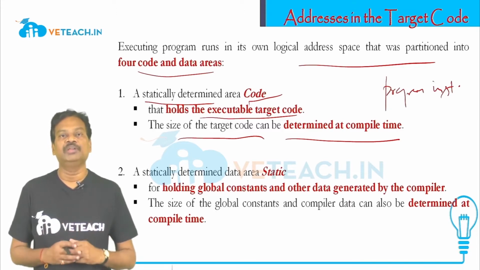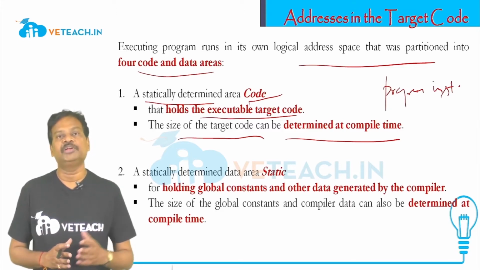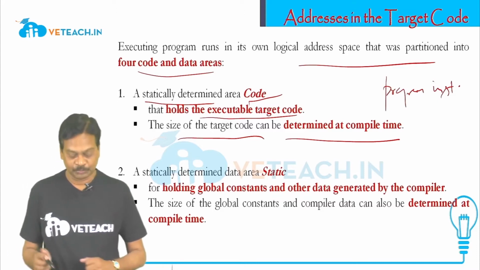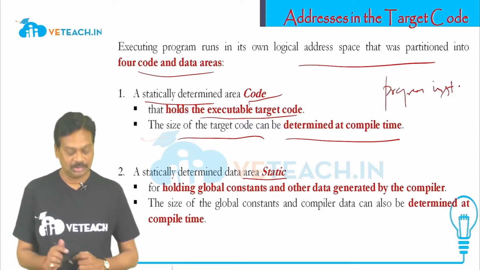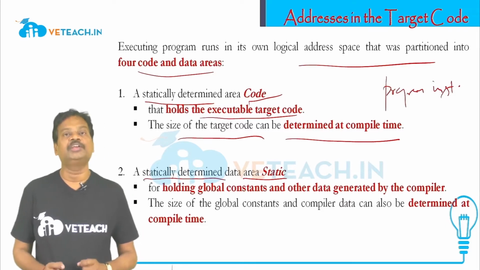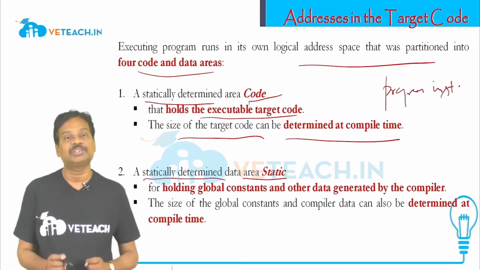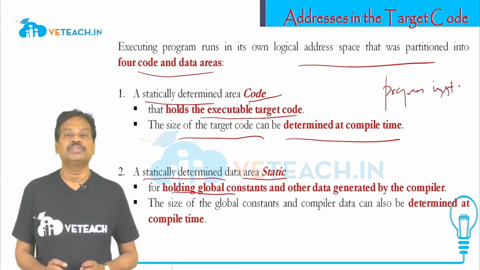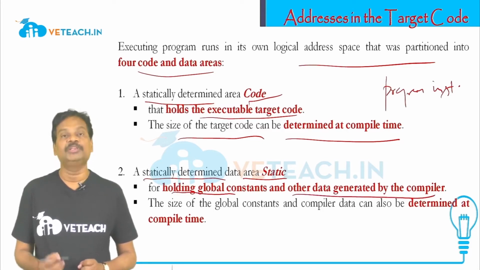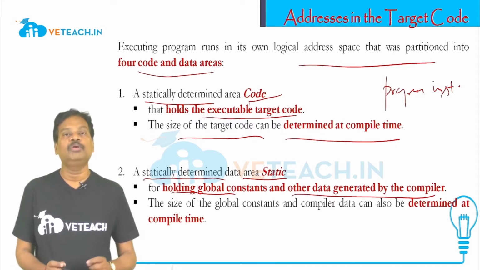For our convenience, the data area is subdivided into three other parts. The first data area is called the static area. It is also a statically determined data area. What is the function of this static memory area? It holds global constants and other data generated by the compiler. What do you mean by global constants?